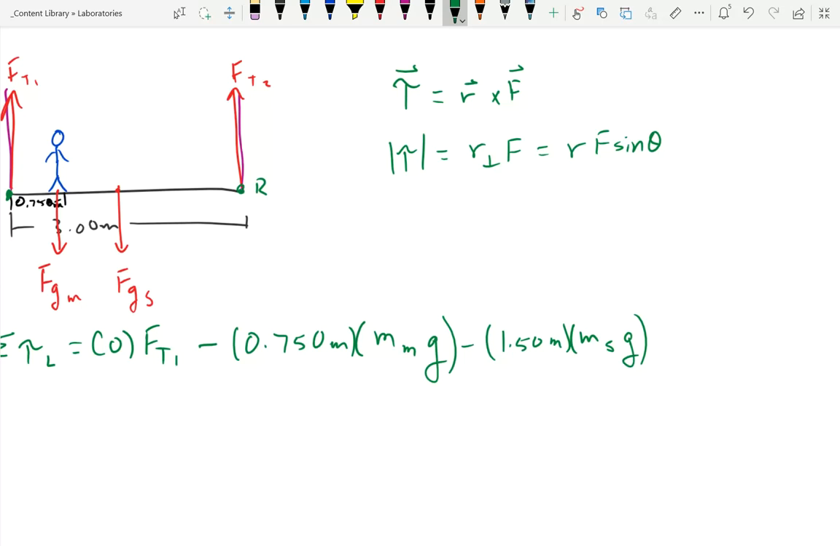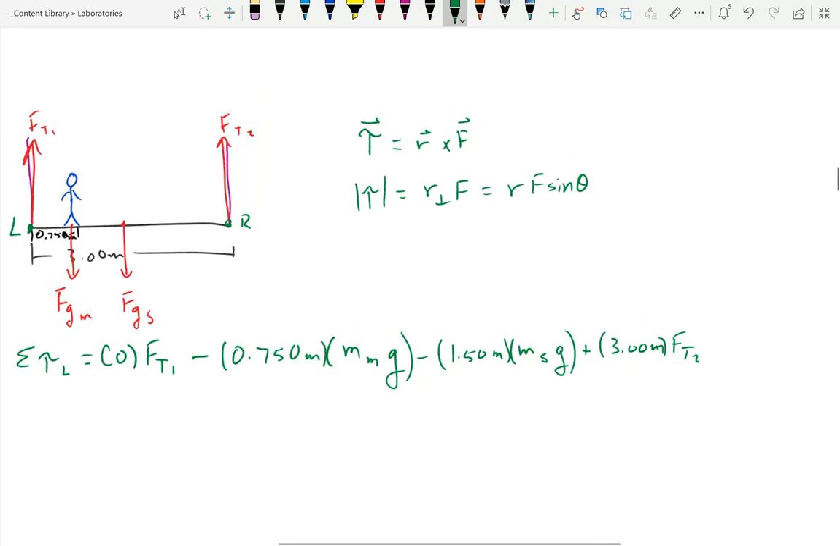Question? So what's the perpendicular distance from L to R? 3. And what's the sum of the torques equal to? So now we just need to solve this for force tension 2.